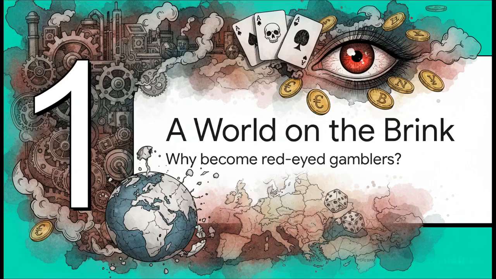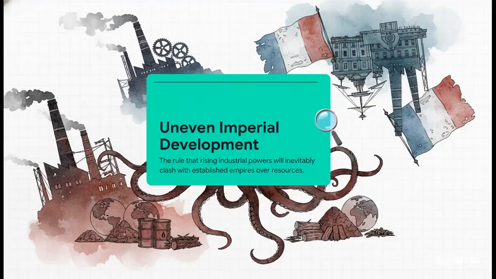Well, underneath all the fancy diplomacy and royal family drama, there was a cold, hard economic reality driving everything. It all comes down to something called the law of uneven imperial development. Sounds complicated, but it's not. Basically, the Second Industrial Revolution completely changed the game. You had these new industrial powerhouses, especially Germany, just exploding onto the scene, while the old empires like Britain and France were kind of coasting.